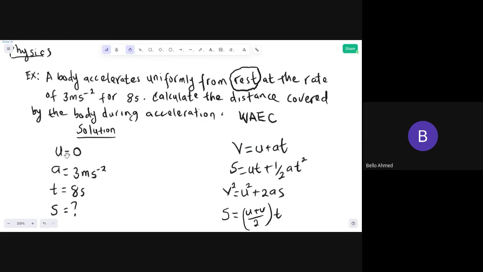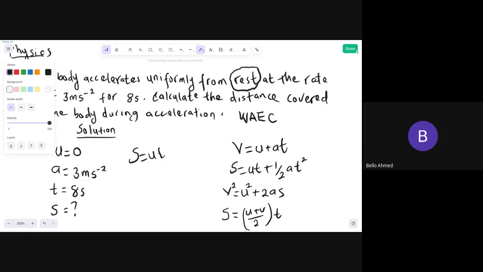And some people will not be able to get all the parameters because they don't understand some things like this rest. They will not know that u is equal to 0. So that is that. Now, after you have done that, you pick the equation we are going to use. So I'm going to write that s equals ut plus half at squared. The next thing for me to do now is to substitute the parameters into the equation.